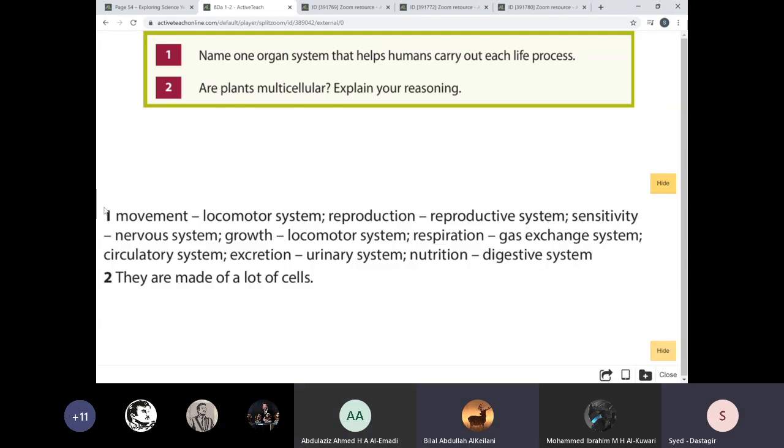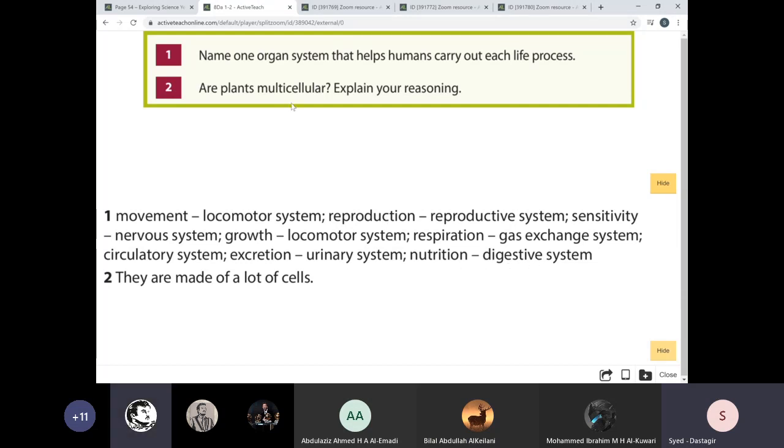So we'll go back to the first question. Movement, the locomotor system. Reproduction, reproductive system. Sensitivity, nervous system. Growth, locomotor system, so that's to do with your muscles. Respiration, gas exchange system and the circulatory system. Excretion, the urinary system, when you go to the toilet, and nutrition, Bilal said digestive system.